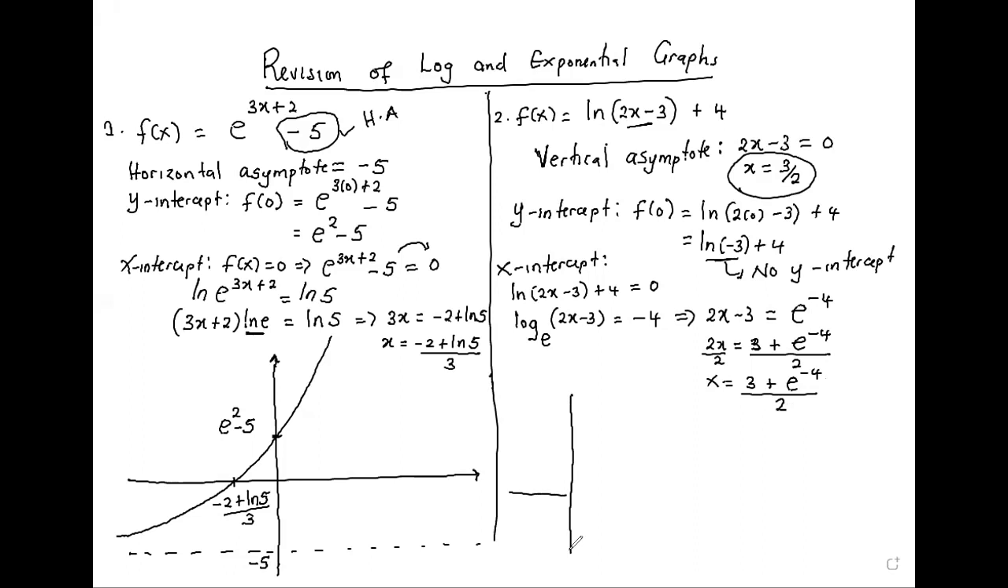So we'll have our sketch here. The vertical asymptote is 3 over 2. Well, somewhere here, 3 over 2. And there's no y-intercept, meaning that the curve is going to the right. And so the curve starts from there, goes up, and is crossing here at (3 plus e^-4) over 2. Don't even bother yourself to find this value.